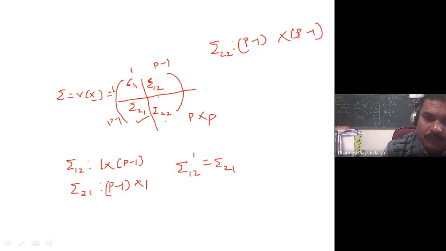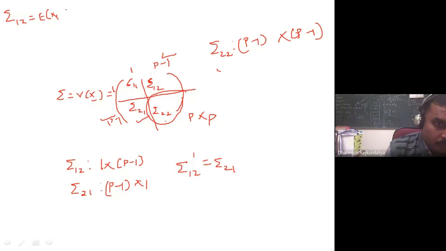From where have I written this? How many rows are there? p minus 1. How many columns are there? p minus 1. So that is how the order is p minus 1 cross p minus 1. And sigma 1 2 is nothing but the expectation of x1 x2 transpose.